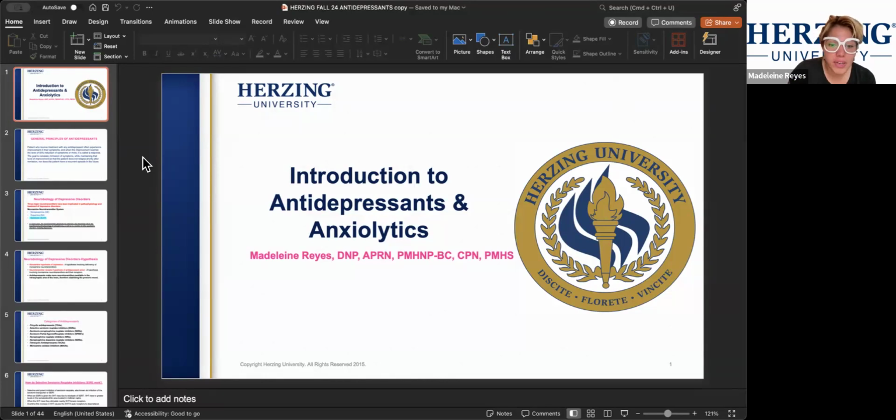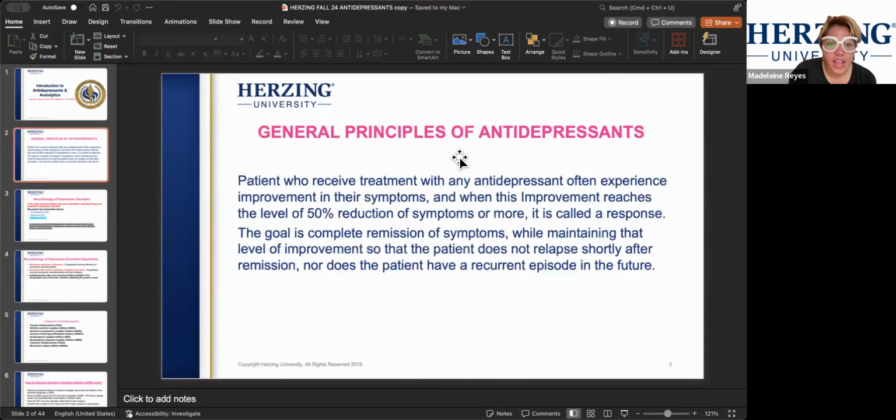All right, so this presentation is on Introduction to Antidepressants and Anxiolytics. So the general principle of antidepressants, or any psychotropic for that matter, is that patients who receive treatment with any antidepressant often experience improvement in their symptoms. When this improvement reaches the level of 50% reduction of symptoms or more, it is called a response. The goal is complete remission of symptoms while maintaining that level of improvement so that the patient does not relapse shortly after remission, nor have a recurrent episode in the future.